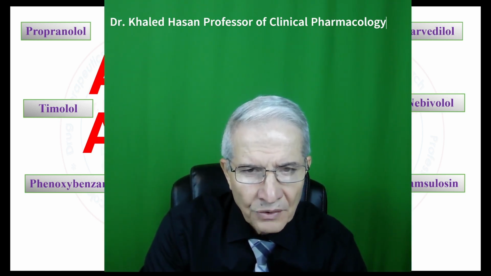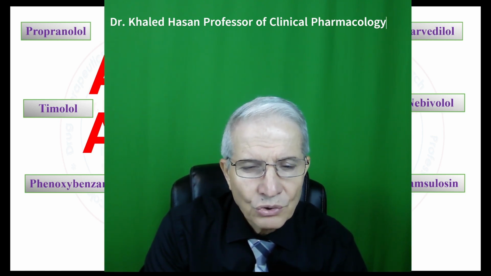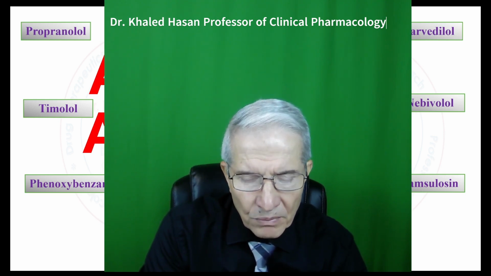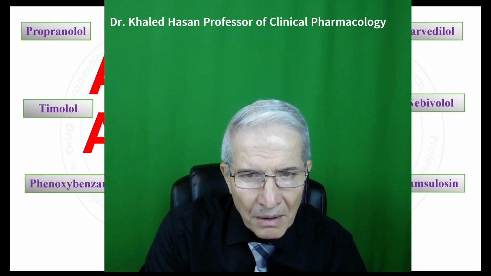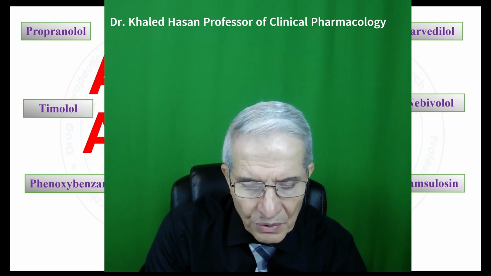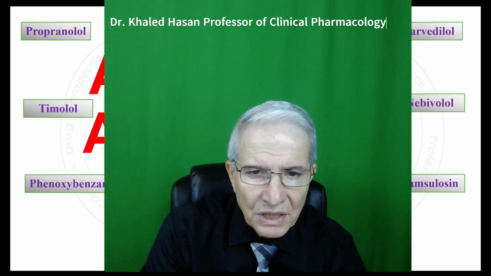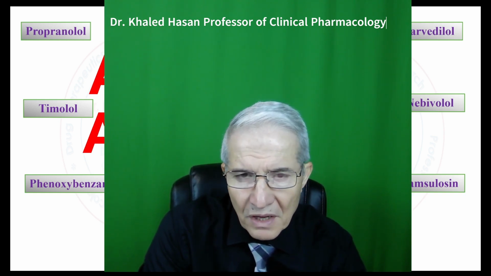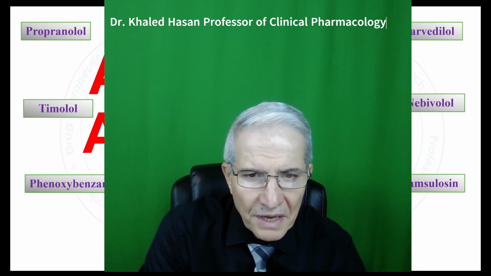New session, and this is the last chapter of the autonomic nervous system. Today we are going to speak about adrenergic antagonists, as you can see from the front slide we already presented. Another name for adrenergic antagonists is adrenergic blockers. We are going to speak about two main groups, alpha blockers and beta blockers.